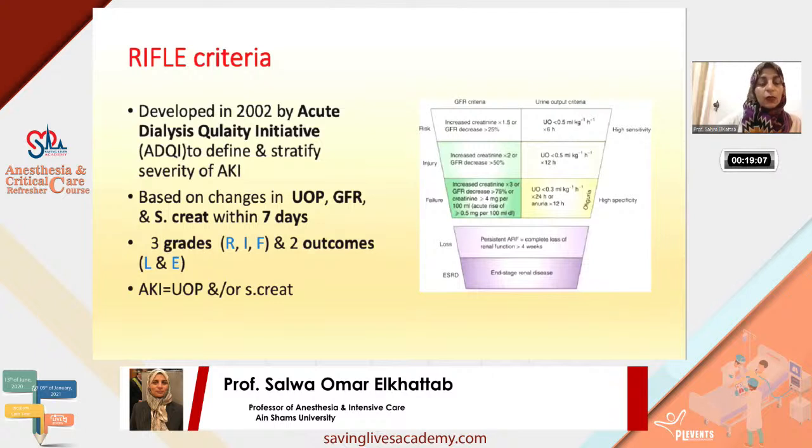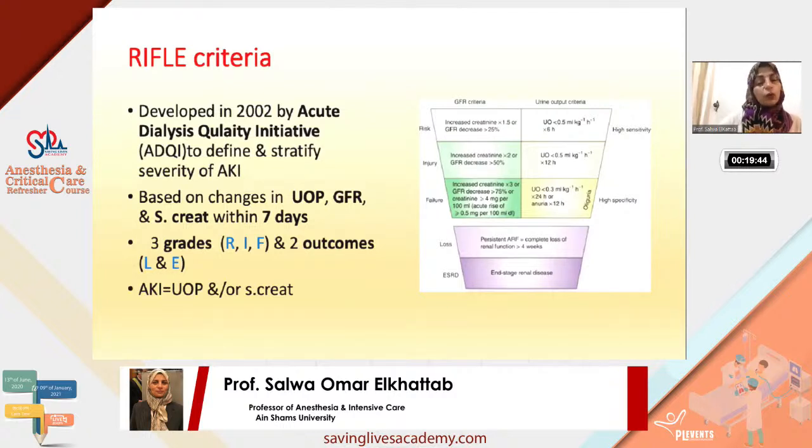It's based on urine output and GFR or serum creatinine, and they identify 7 days for these changes to diagnose AKI. And this criteria has 3 grades: risk of having AKI, injury of the kidney, or failure. It also comprises 2 outcomes: loss of kidney function and end-stage renal disease. This is what RIFLE stands for: risk, injury, failure, loss, and end-stage renal disease.